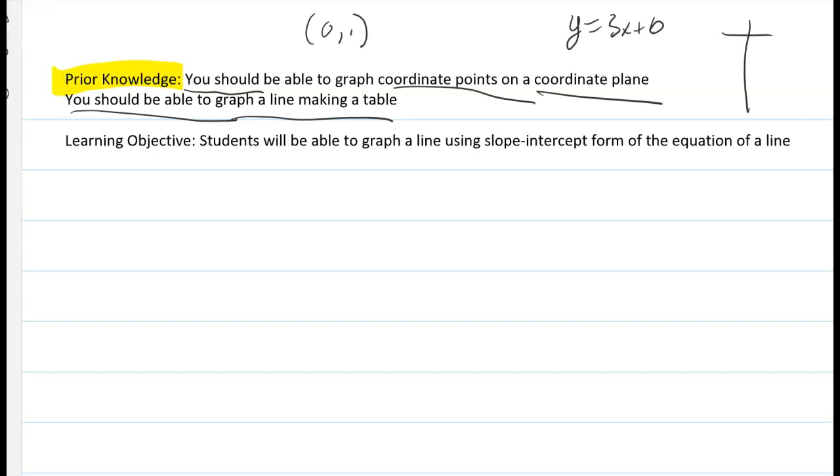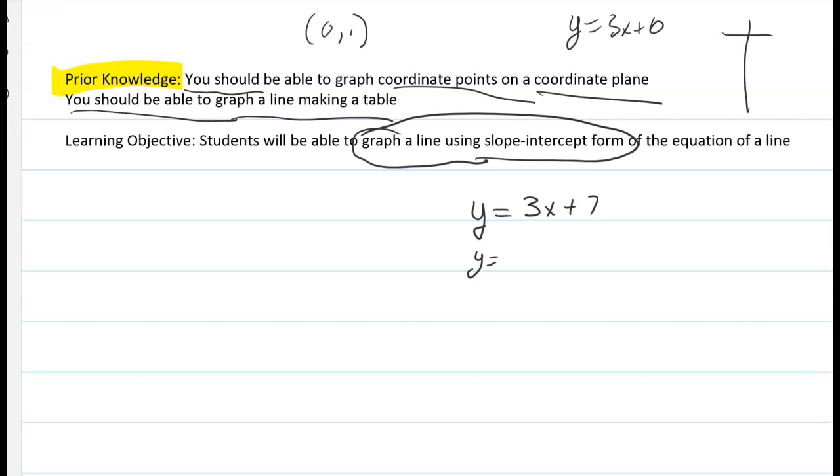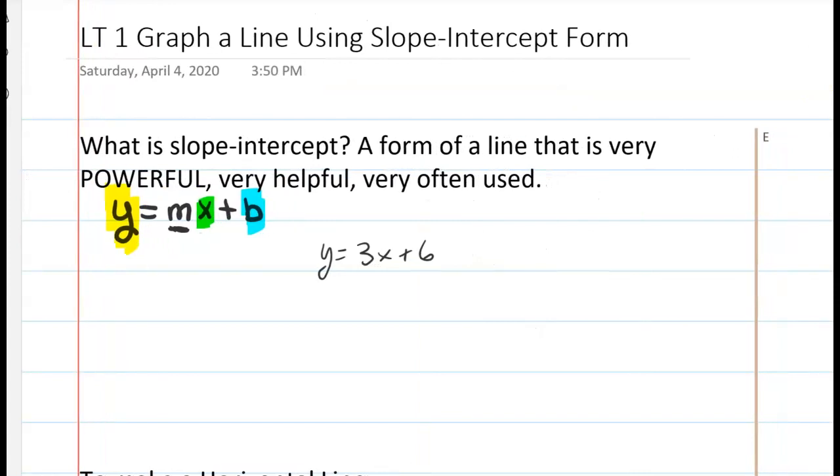The learning objective is for students to be able to graph a line using slope-intercept form of the equation of a line. So if it's in this form, anything like that. Okay, that is the learning objective.